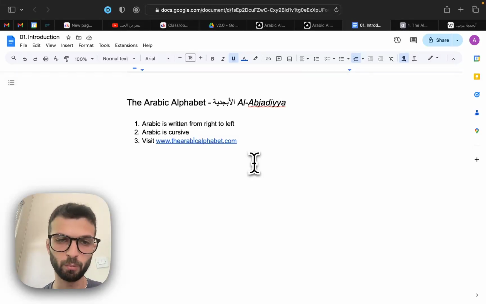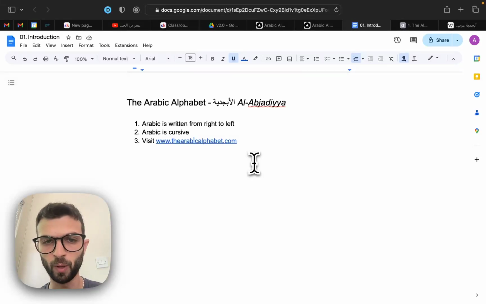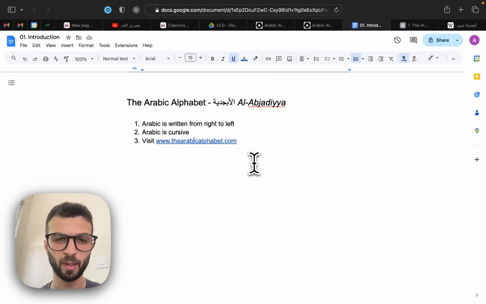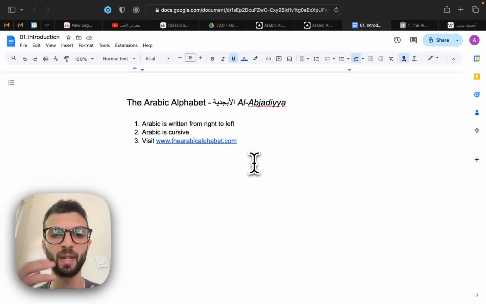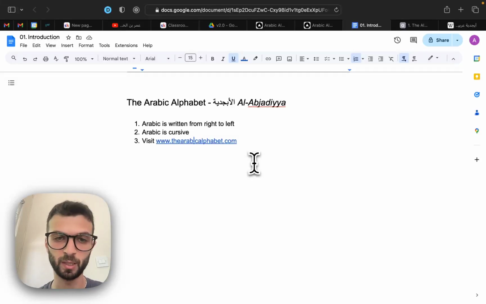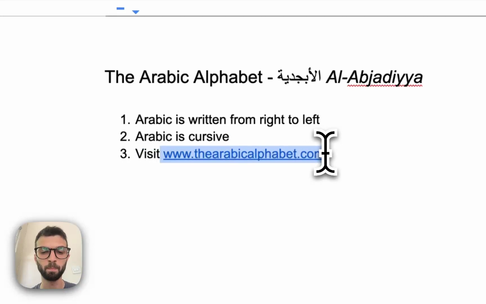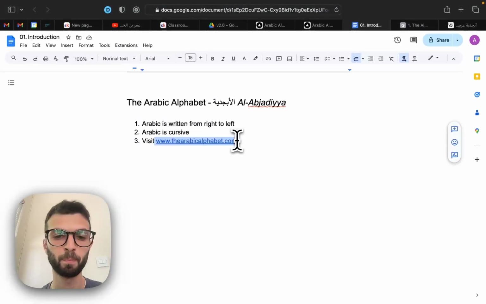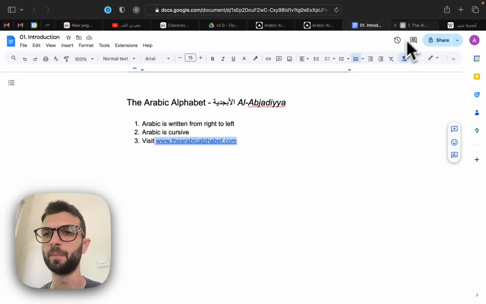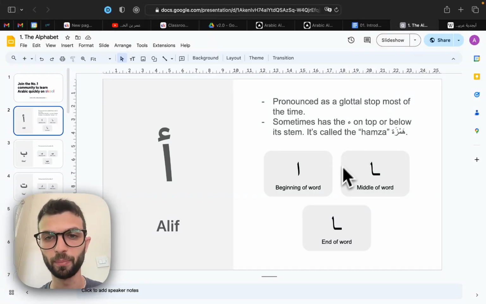Two things you need to remember is that Arabic is written from right to left and that Arabic is cursive for the most part. There are some letters that do not connect with the following letter, but you'll figure these things out as you go. Next, you should visit arabicalphabet.com if you want to have the alphabet on hand whenever you need it. And let's get started.